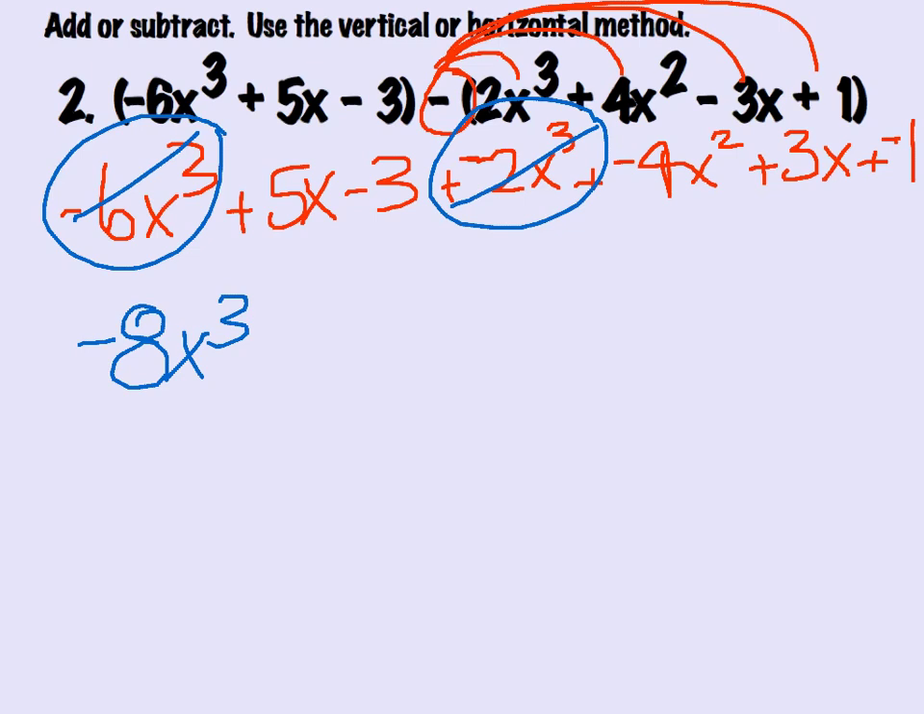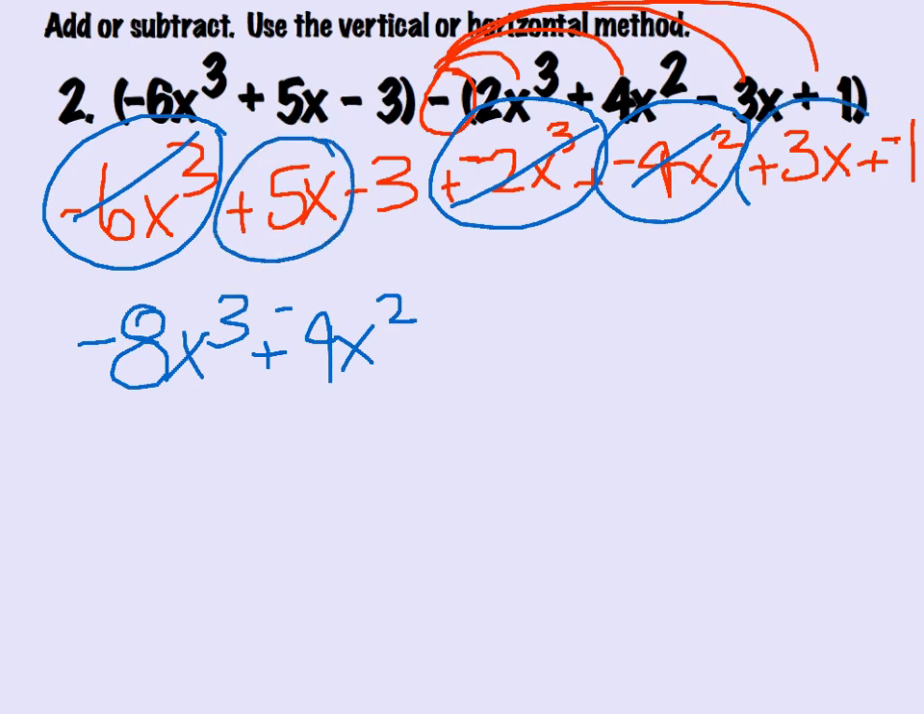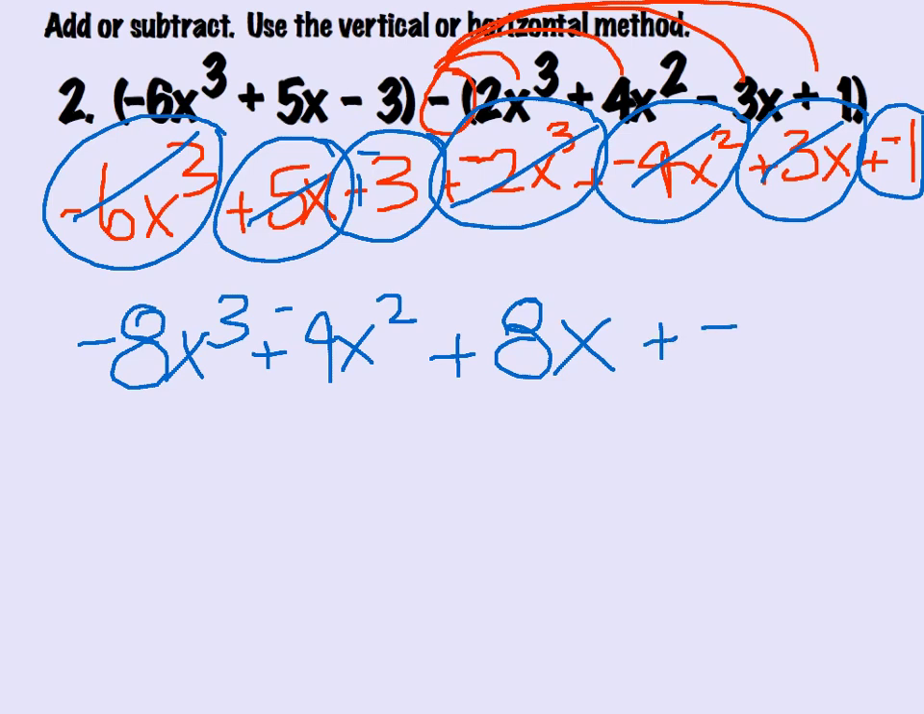I'm going to go to my next lowest term, which is squared, and it looks like I only have one squared term, so I'm going to bring that down. So plus negative 4x squared. Now I'm going to look for my degrees of 1. I've got plus 5x and plus 3x, so that'll be plus 8x. I did those. And now I'm going to look at my constants. This is minus 3, but we all know that that's really plus a negative 3. So negative 3 plus negative 1 is negative 4.